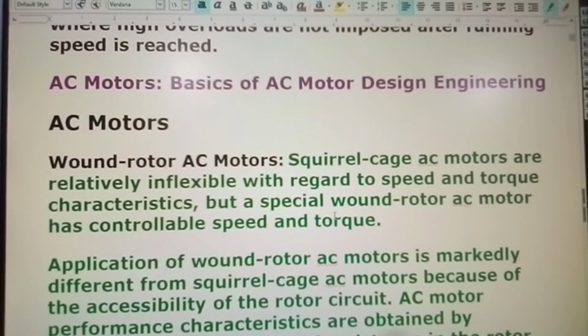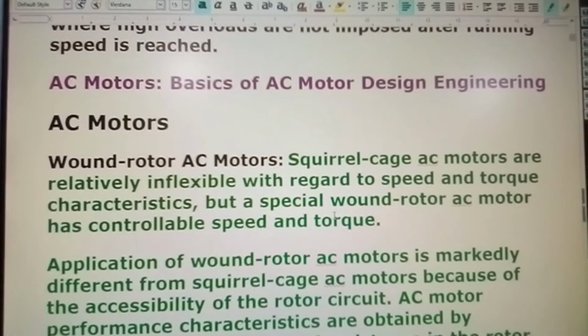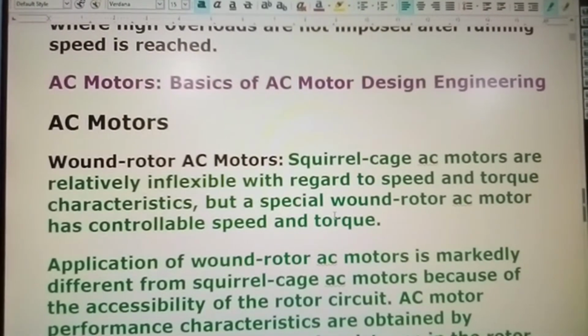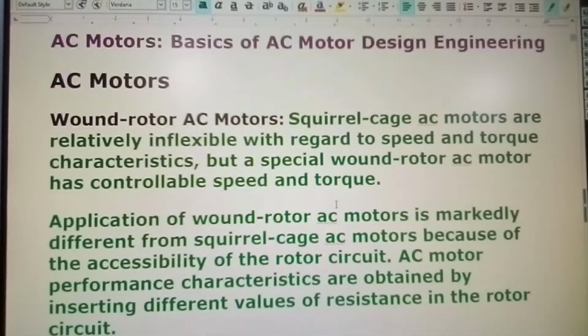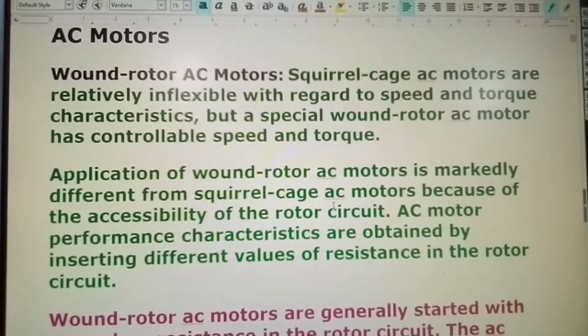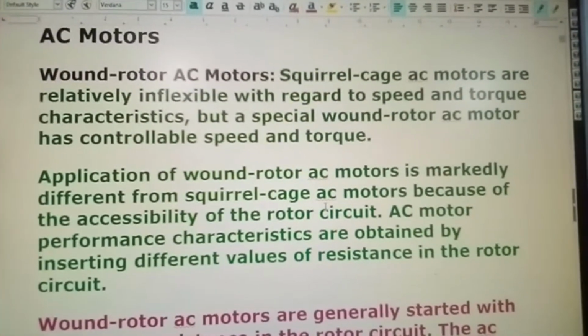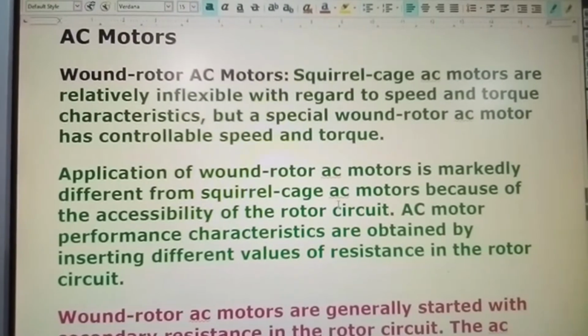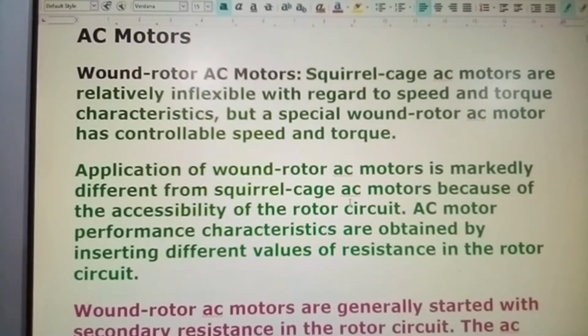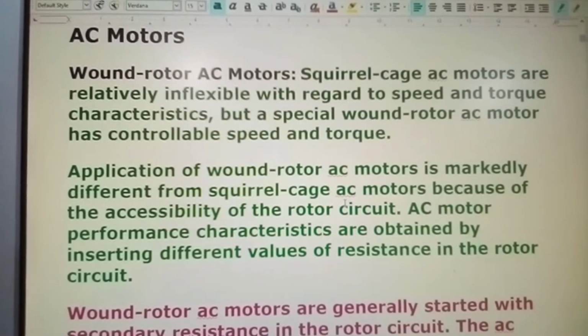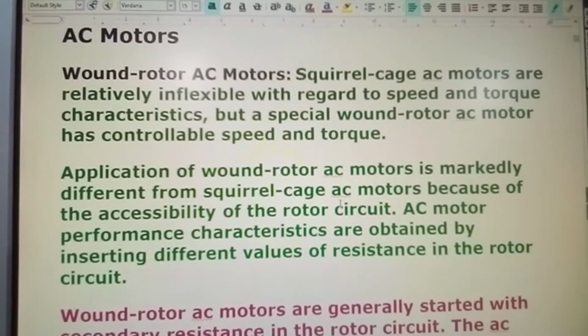Now, AC motor performance characteristics are obtained by inserting different values of resistance in the rotor circuit. These resistances will be applied externally, like in a box, where it will be controlled and will be part of the motor control system. Now again, do some additional research for yourself, and again, can I remind you please, safety, safety, safety.